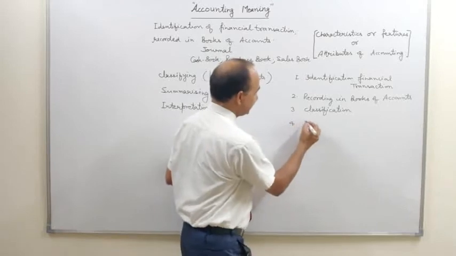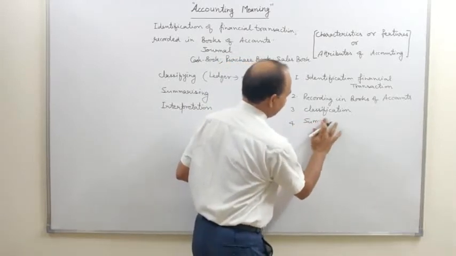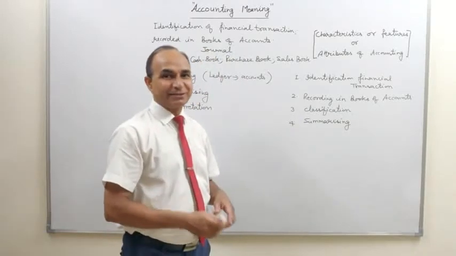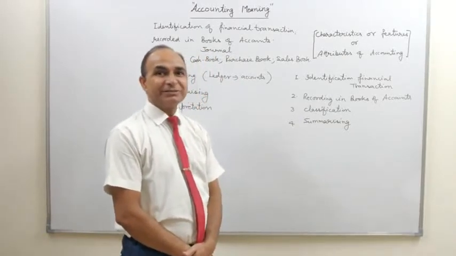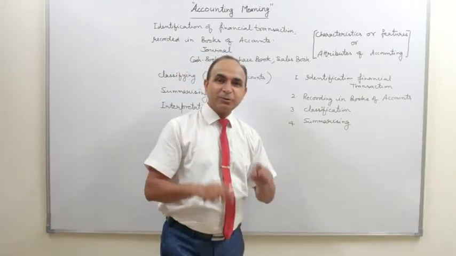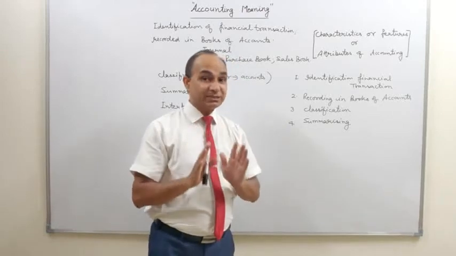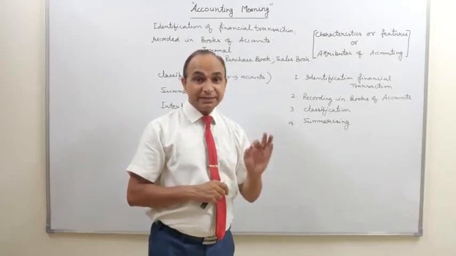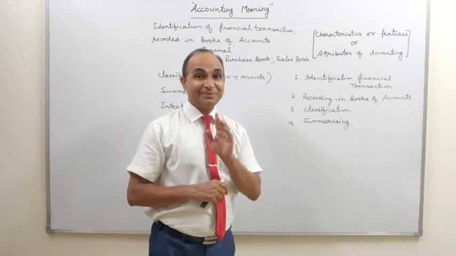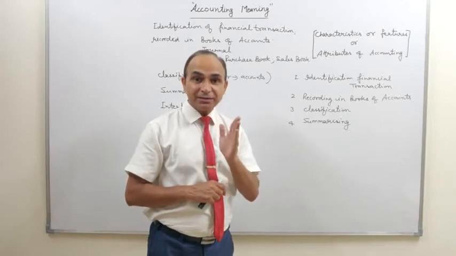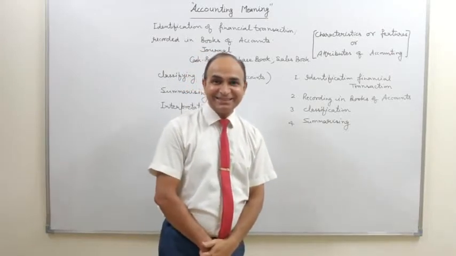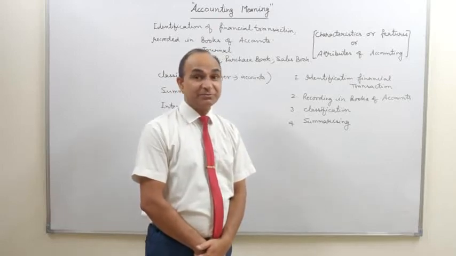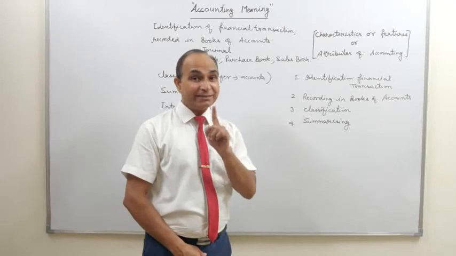And the fourth point is summarizing: preparing a summary of the ledger accounts at the end of the year in order to know the results of the business. And in this, we close the ledger accounts. On the basis of the ledger balances, we prepare a trial balance, and then on the basis of the trial balance, firstly, trading account and profit and loss account are prepared. That gives you the net profit or net loss earned or incurred by the business. And secondly, you prepare the balance sheet, which gives you the knowledge of the financial position of the business. Financial position means position of assets, liabilities, and capital.